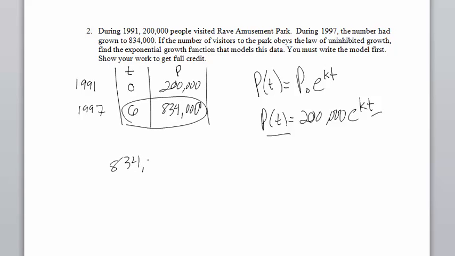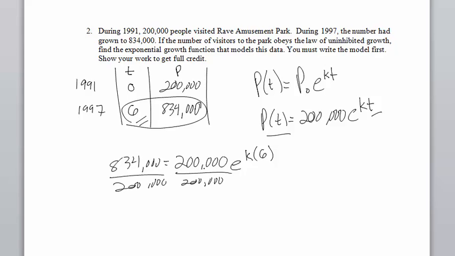So at 834, we set that equal to, remember this 200,000, that's fixed. That's part of the function. That's always going to be there. And then I'm going to plug in the t that corresponds with the 834, right? That's 6. All I'm going to do is solve this equation and I'll have my value for k. So divide both sides by 200,000. Right, and I'll just kill all those zeros for now. So that gives me 834 over 200, which I could reduce, but I'm not going to at this moment, equals e to the 6k.